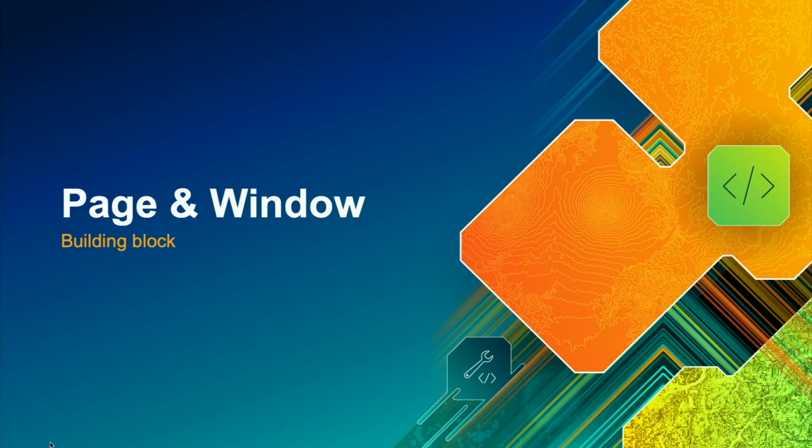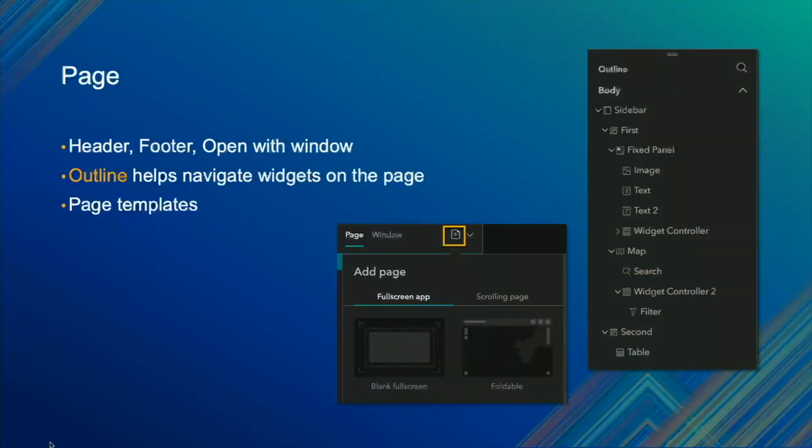Page in the window, as Alex demonstrated, is very useful as the canvas that you can draw widgets on the top. A page has a header and footer. You already see that. We already have this concept called outline as a table of content, helping you navigate widgets on the page. We can also add multiple pages.